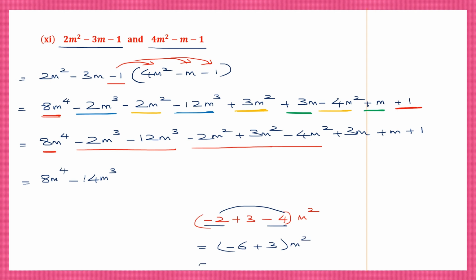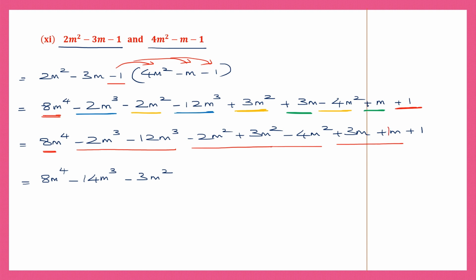Now here signs are different. Put the sign of the bigger number and subtract. 6 minus 3 is 3m square. So this is minus 3m square. Then we have plus 3m and plus m, which is 1 here. 3 plus 1 is 4. So this will be plus 4m, and what is left is a number, plus 1. So we have our final answer here: 8m to the power of 4 minus 14m cubed minus 3m square plus 4m plus 1.